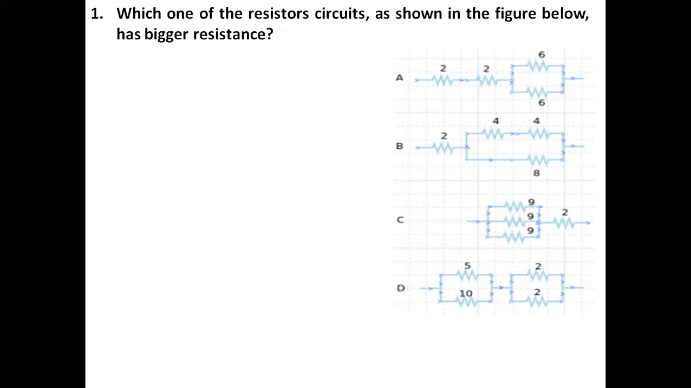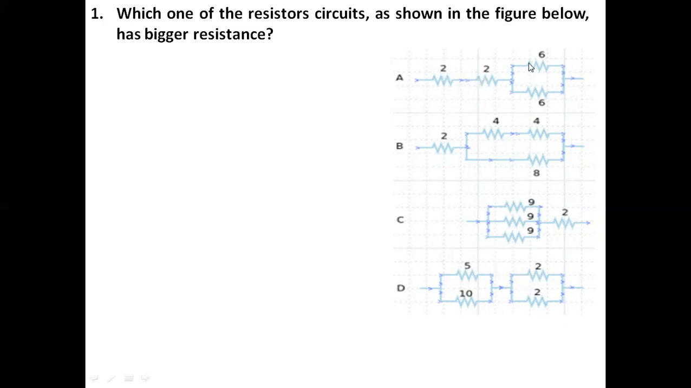Now we'll take individual circuits, circuit A, circuit B, circuit C, and circuit D. All the values we'll find, and then we'll compare all those resistance values. Finally, we can say which circuit is having bigger resistance. First, we will see the first circuit, that is circuit A. In this circuit, we have a total of four resistances, because all the circuits are having four resistances only.